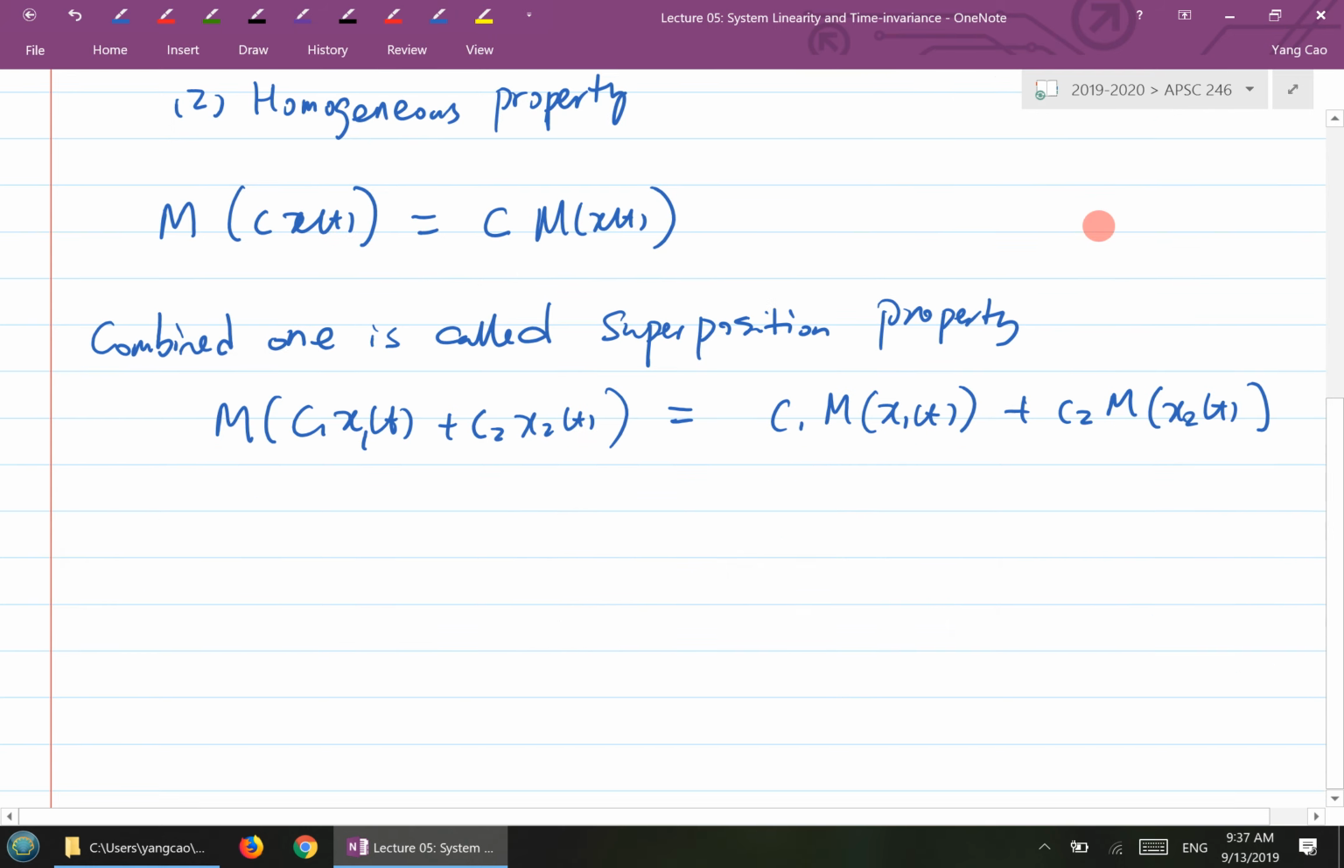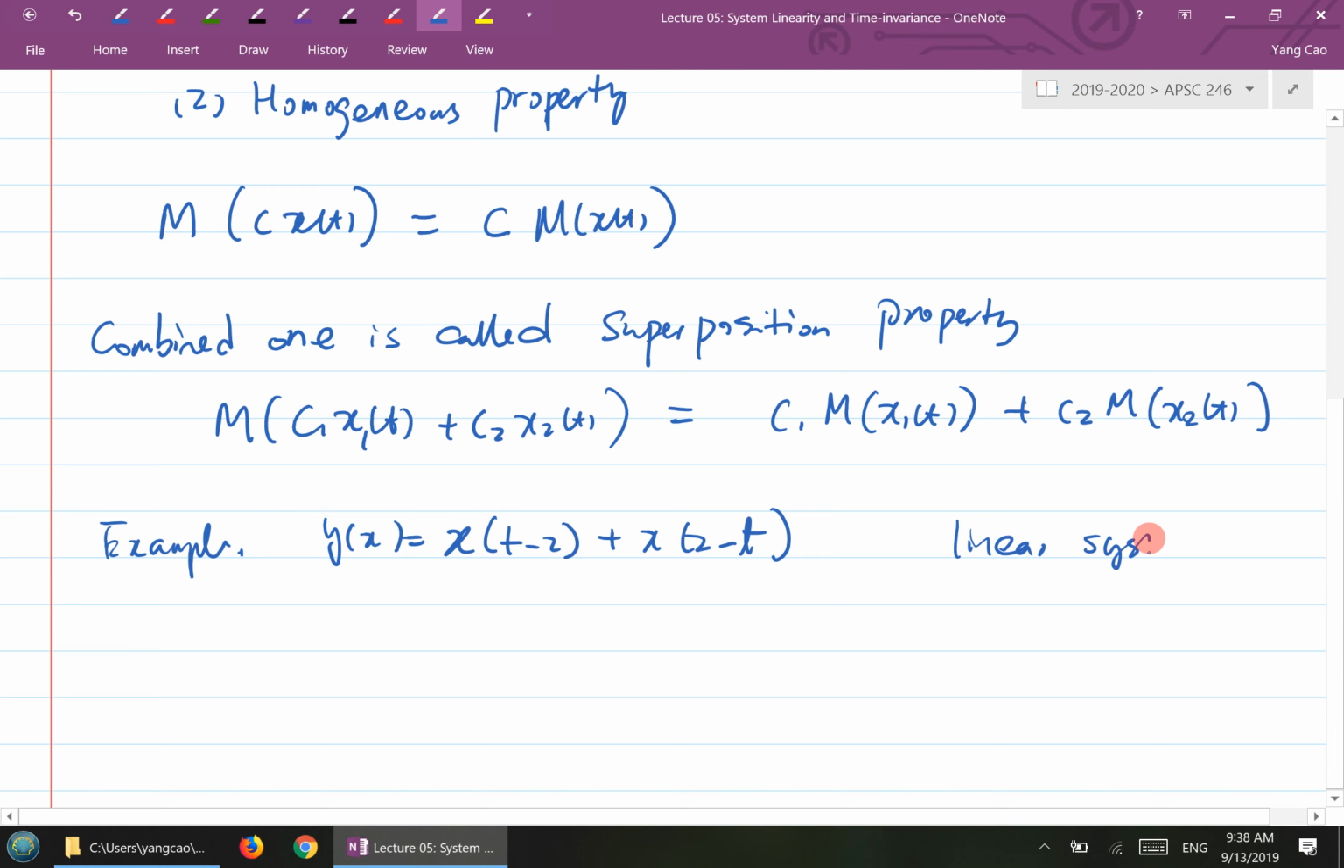So in the last lecture, we did an example, where the system is given by x of t minus 2 plus x of 2 minus t. So we want to know, is this a linear system or not?